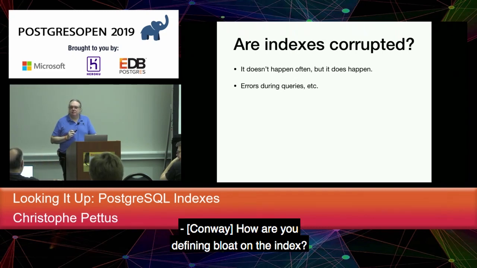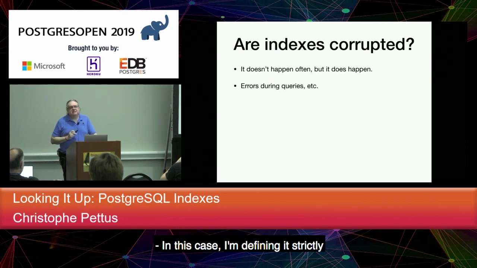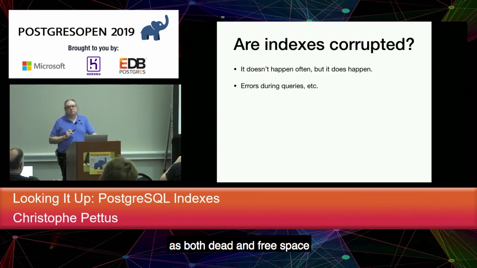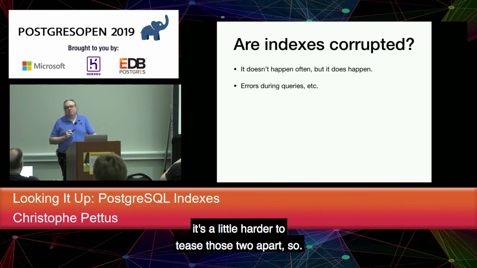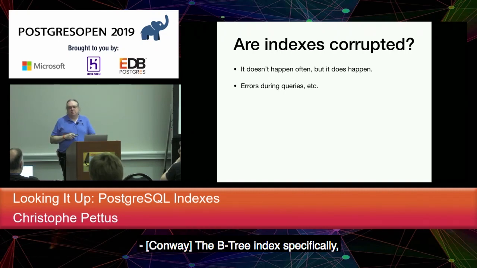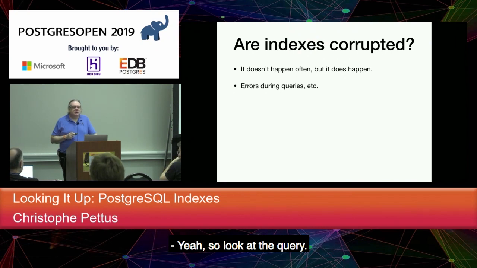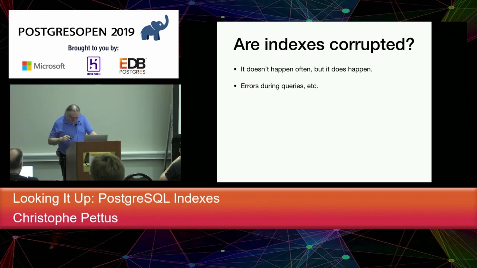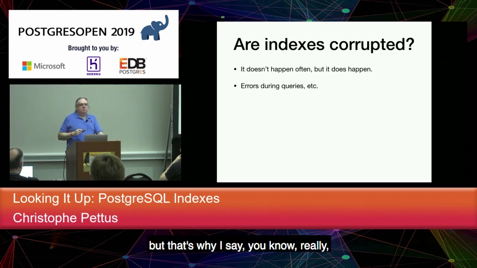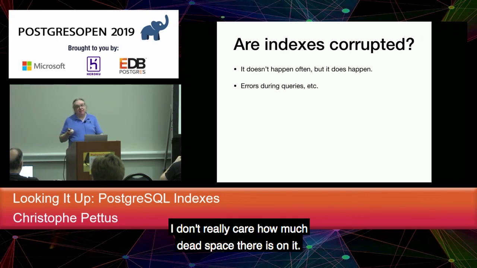How are you defining bloat on the indexes? In this case, I'm defining it strictly as both dead and free space, because it's a little harder to tease those two apart. Yeah, well, the feature index specifically, if you're doing a lot of randomized updates, the theoretical density of the index is going to be somewhere around 50%. I'll have to go back and look at the query to remember exactly how it works. But that's why I say, really, it's more of a performance-based thing. If the query is running fast, I don't really care how much dead space there is on it.